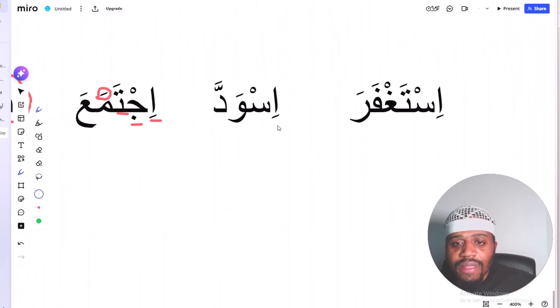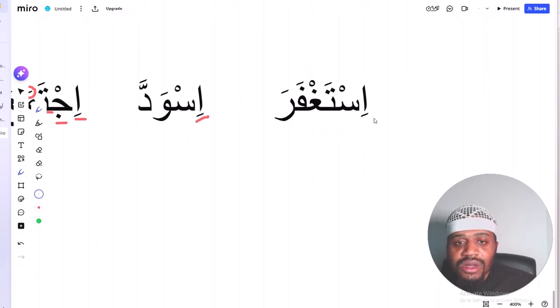Let's look at iswadda. Any four-letter word that starts with Hamzatul Wasl, the hamza is the additional letter, and you go by the three letters that come after it. So sin, waw and dal, sawada. And the middle letter of the original word is waw, therefore we're going to pronounce this hamza with kasra.